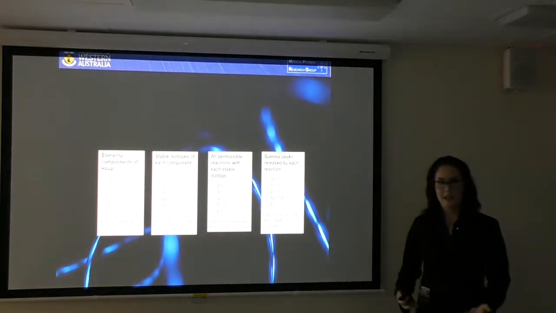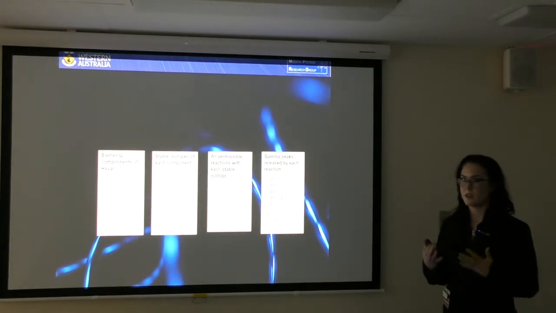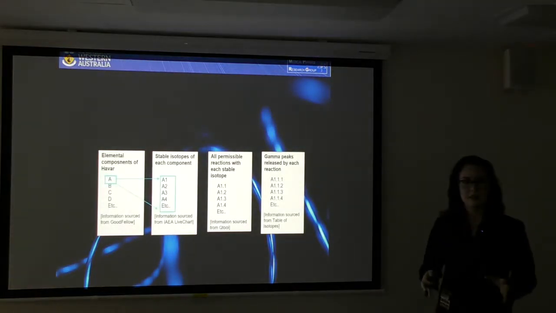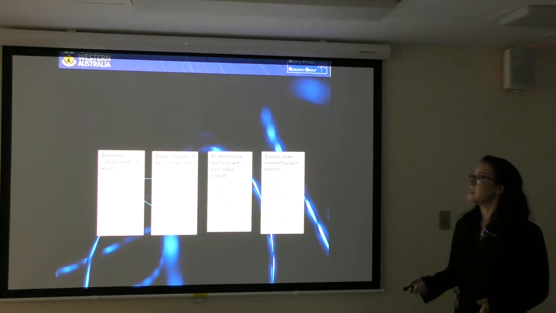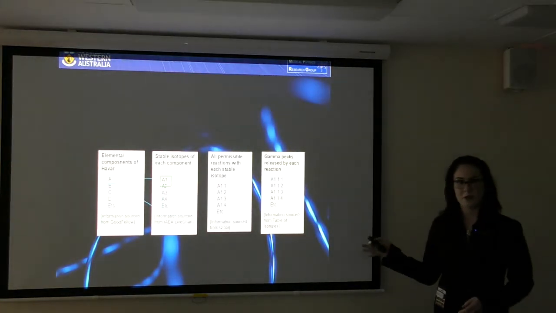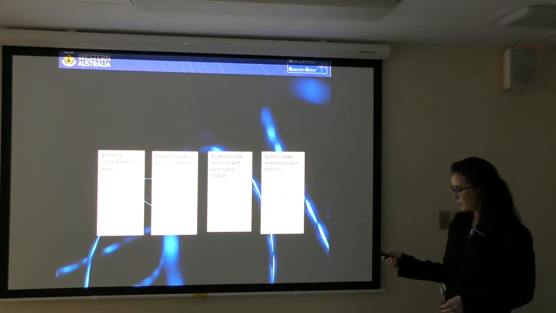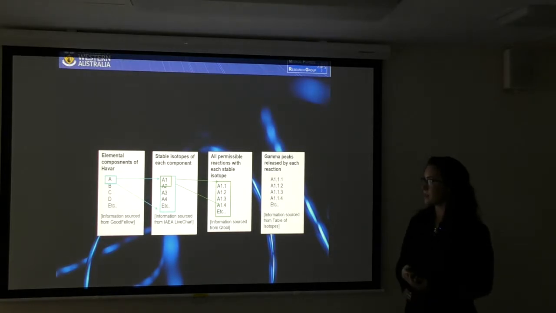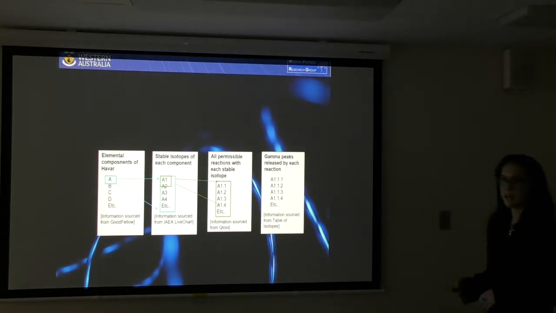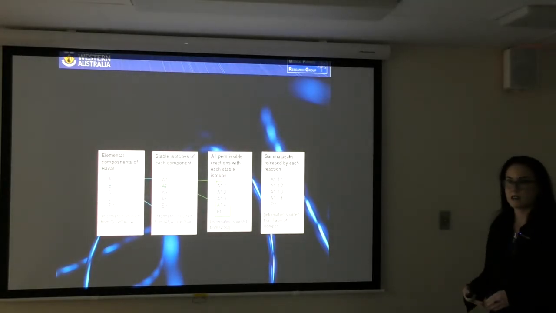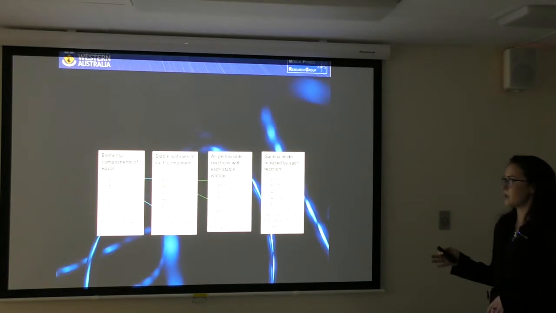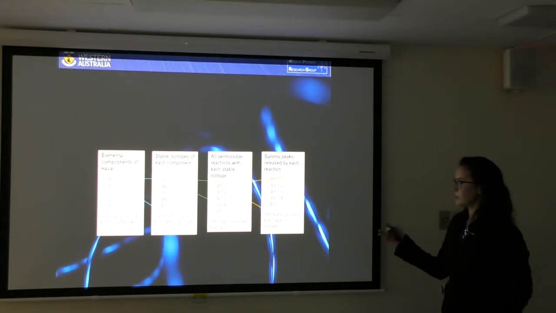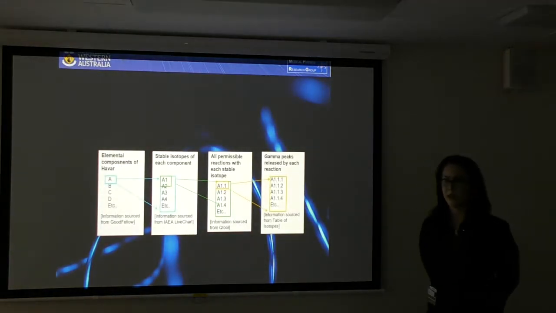To start with, I knew that Havar is composed of a certain amount of elements, which are A, B, C, and D. I then know that these elements have stable isotopes. And it is these stable isotopes that are going to be irradiated with a proton beam of up to 18 megaelectron volts. When a stable isotope has been bombarded, it will have the following reactions, and these reactions are going to create unstable isotopes. It is these unstable isotopes that are going to be giving off these gamma peaks, and through this I can then trace back to which element has come from the Havar.